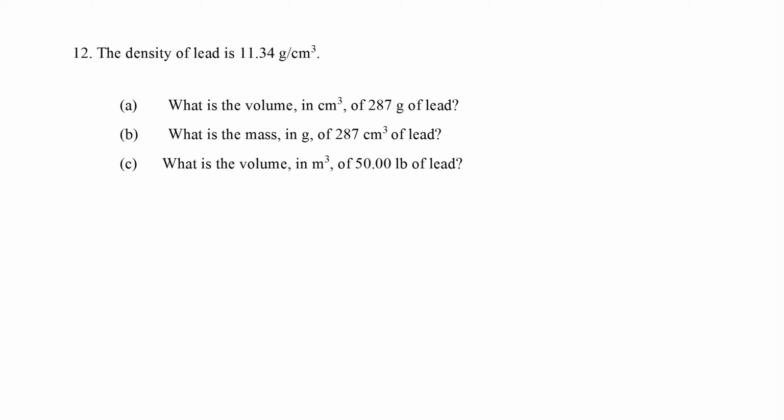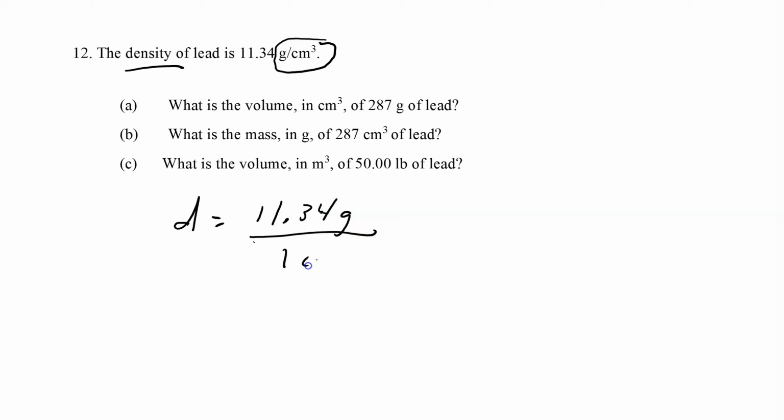Before we start with any of the calculations, the thing we have to understand when we're talking about something like density, something that has compound units, is that density is a conversion factor. Let's rewrite that. The density for lead, an intensive property, is 11.34 grams per 1 cubic centimeter. This is our conversion factor.